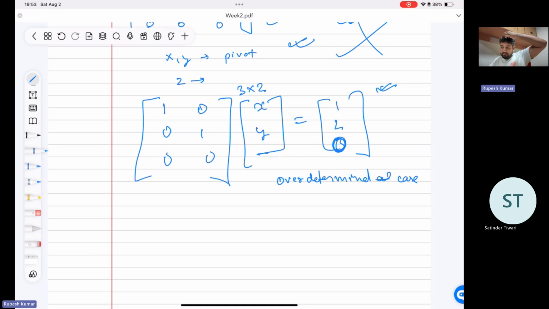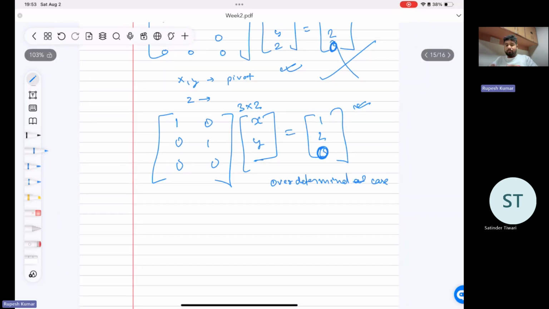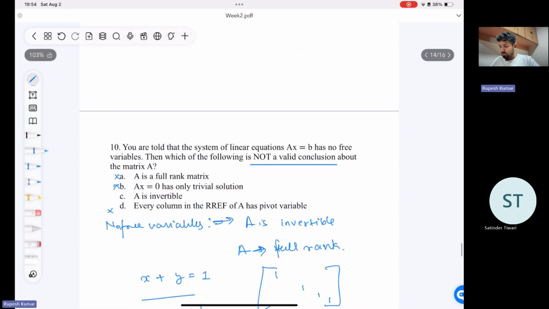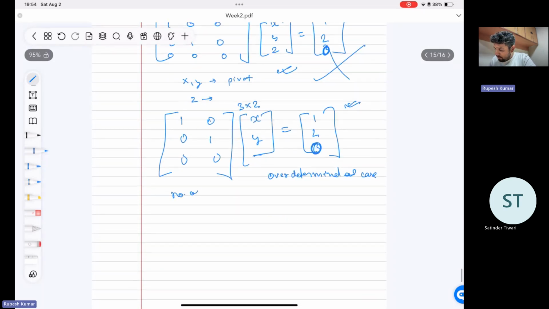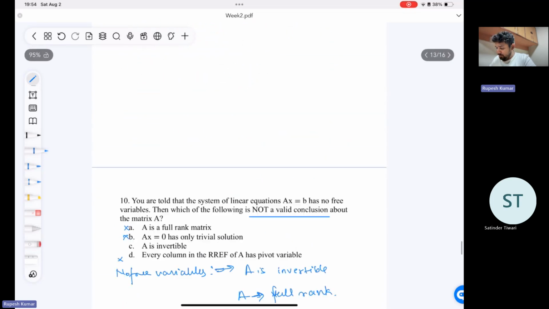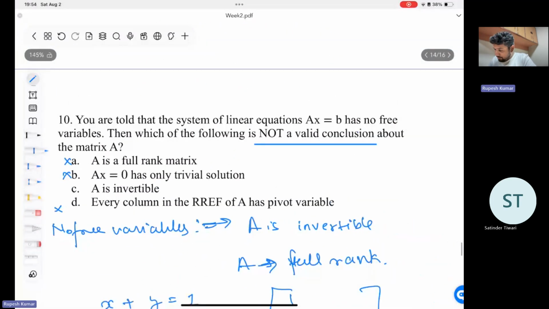So you can have this system, right? You have two variables, both are pivot variables, there are no free variables. And since it's a rectangular matrix, we can't comment on the invertibility. The inverse is only defined for square matrices. What is the number of pivot variables? The number of pivots equals 2, which equals the minimum of rows or columns, which is 2. So it's a full rank matrix. It will always be a full rank matrix.